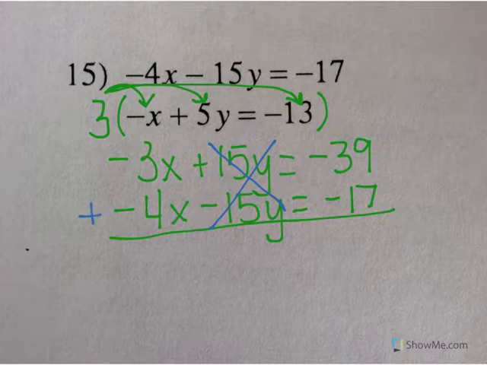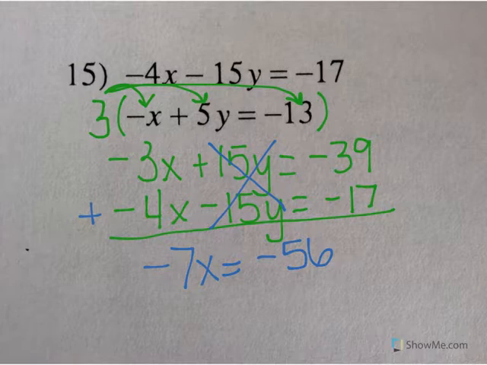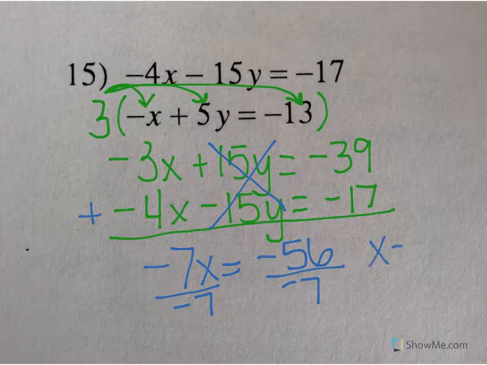Let's add them. -3 plus -4 is -7x equals -39 plus -17, which gets you -56. The final step is to divide by -7, don't forget the negative, on both sides. X then equals 8. Now keep in mind we're looking for a solution to a set of equations, which means we need an x value and a y value. We have our x value.